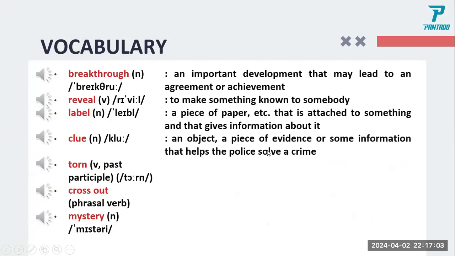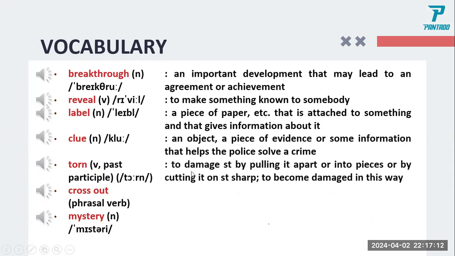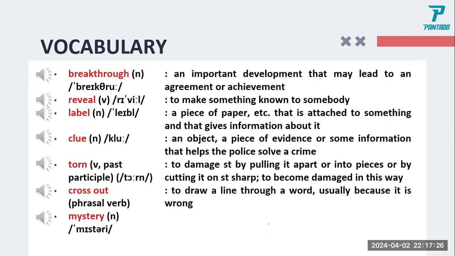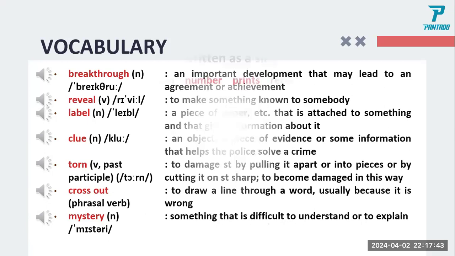Clue, a piece of evidence or some information that helps the police solve a crime. Torn, to damage something by pulling it apart or into pieces or by cutting it on something sharp. To become damaged in this way. Okay, cross out, to draw a line through a word, usually because it is wrong. Another is mystery, something that is difficult to understand or explain.